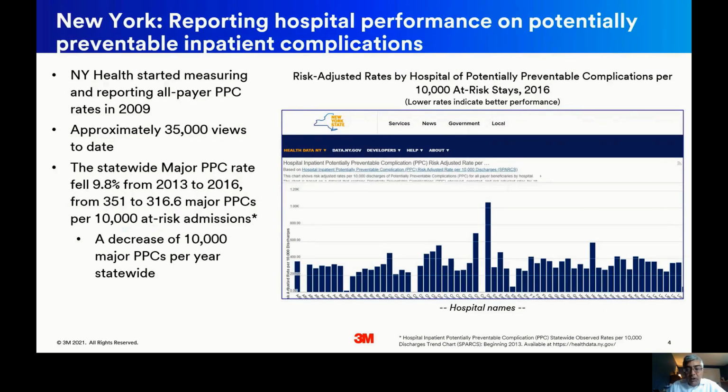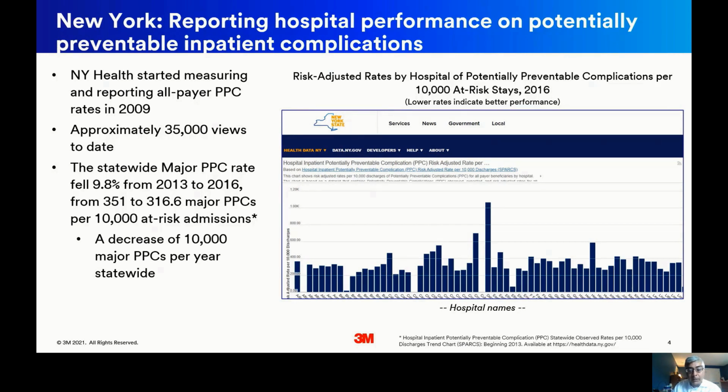Let me start off with New York. This is a combination of a public reporting initiative, a payment initiative, as well as a quality improvement initiative. The state of New York's Medicaid program made an effort to reduce potentially preventable complications. This summarizes a 3-year, 4-year examination of that effort, where hospitals were evaluated on the potentially preventable complication rate, and their payments were adjusted according to what was observed. So lower complication hospitals were paid more, and higher ones didn't receive those extra dollars.